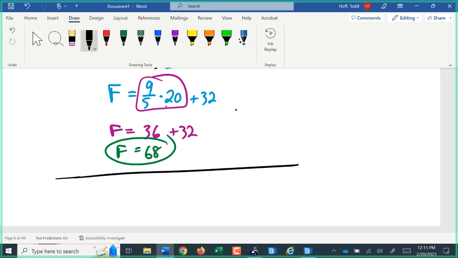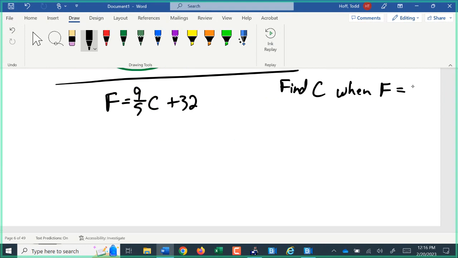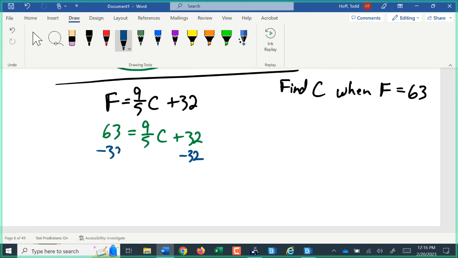Now, if I asked you to take that same formula, F equals 9/5 times C plus 32, but this time I asked you to find C when F equals, let's go 63. So I would put 63 in here for F equals 9/5 C plus 32. And I would have to solve now for C. So we're just solving an equation. So we would subtract 32. 63 minus 32 is 31.